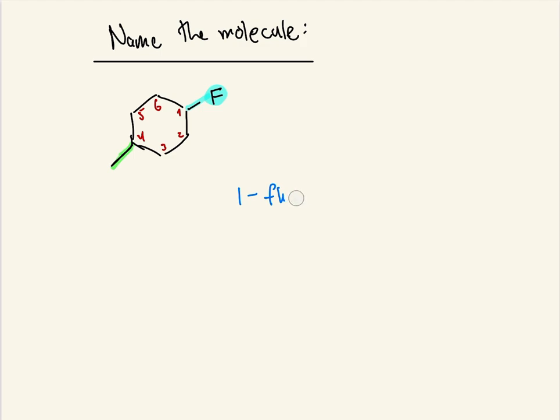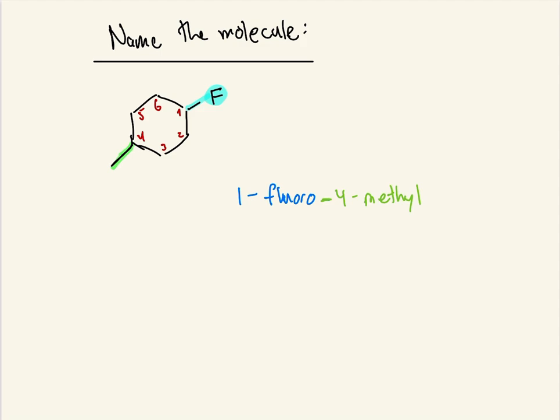So we have 1, and what goes there? Fluoro. Then what's after that? Dash. And what's the 4 what? 4 dash. What goes on 4 though? Methyl, right? Because it's a 1 carbon atom group. This is a single carbon and it has 3 hydrogens. This is a methyl group. So this becomes 4-methyl, and then what goes after it? Cyclohexane. Then you put the cyclohexane after.